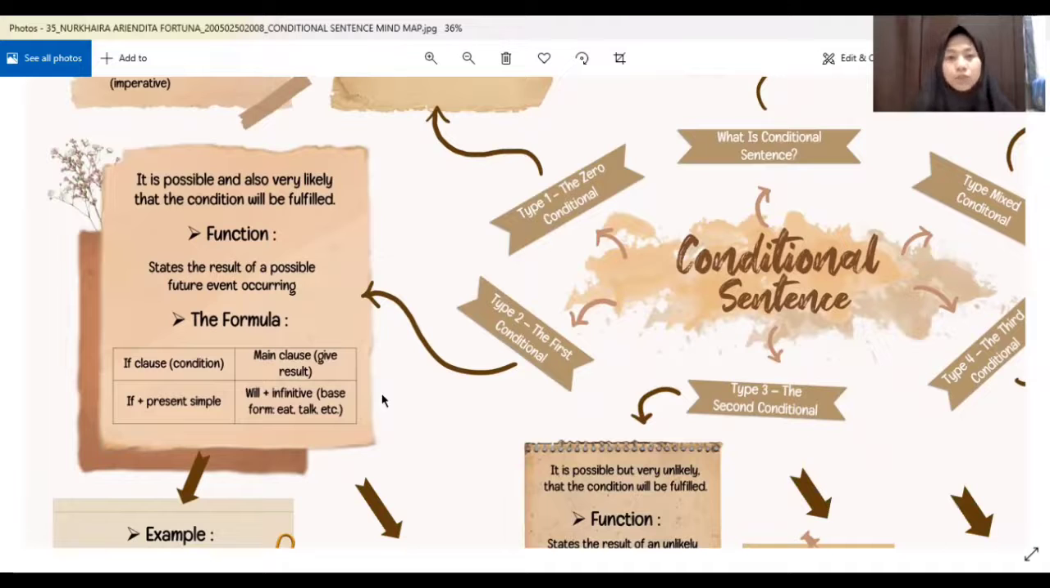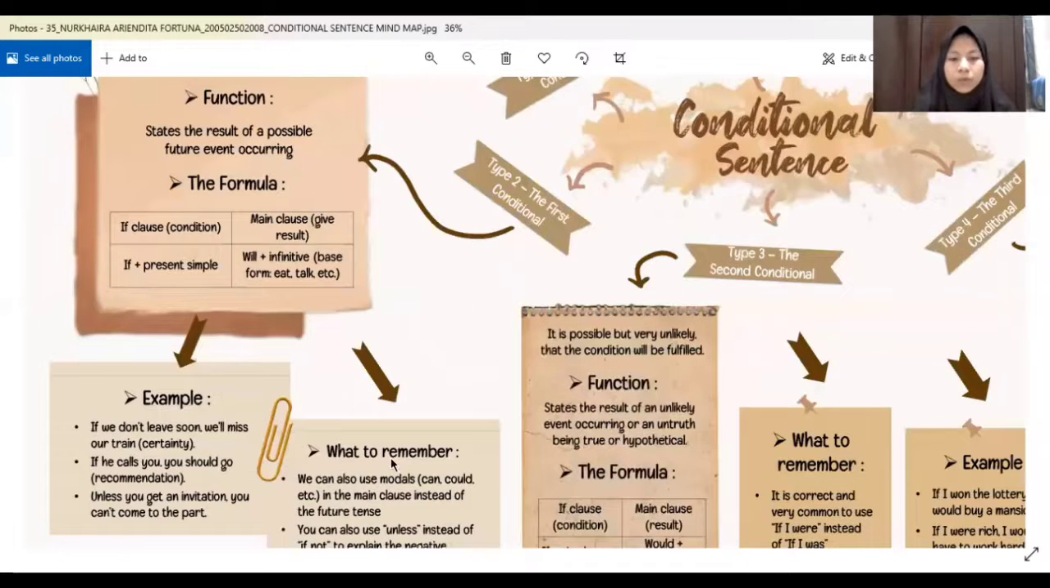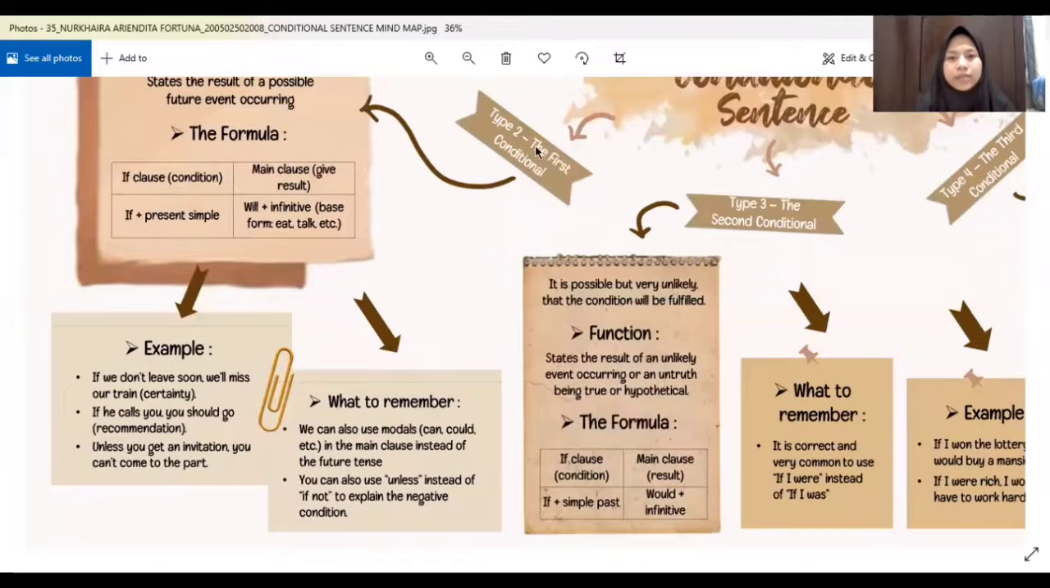Infinitive is a base word, or we can say verb 1, such as eat, ate, eaten. So we use eat, and talk, talk, talk. We use talk, and many more. We can see here what we need to remember for this type 2 or the first conditional.